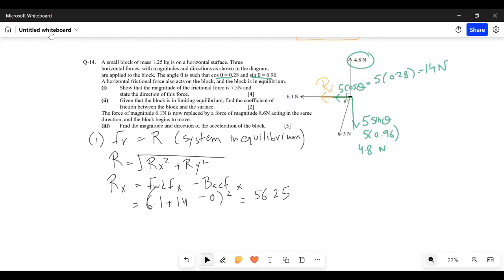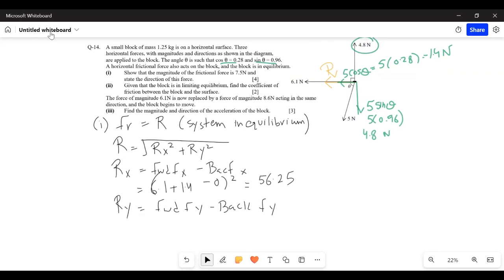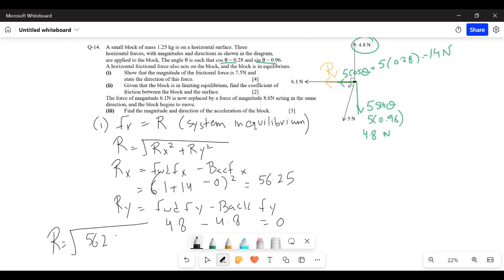Okay. Ry के लिए we're going to do forward force in y direction minus backward force in y direction. Okay. Forward force तो वो जो upward force है 4.8 newtons और backward force भी 4.8 newton है. So 4.8 newton because they're in opposite direction. So Ry is 0. So then the resultant is going to be 56.25 plus 0 squared, which gives 56.25.